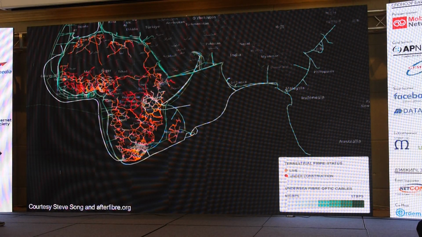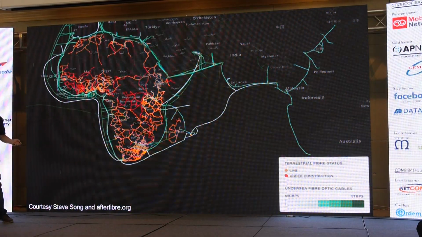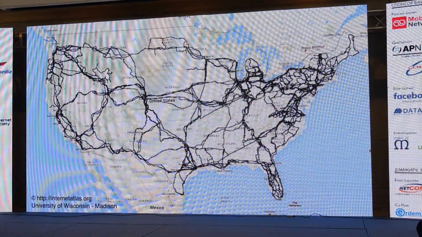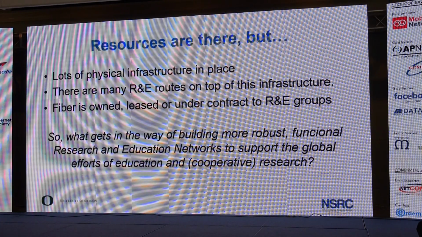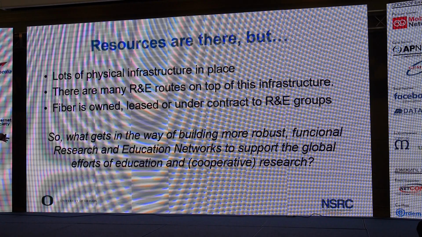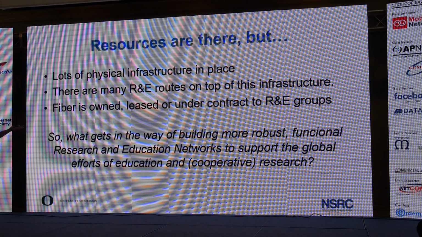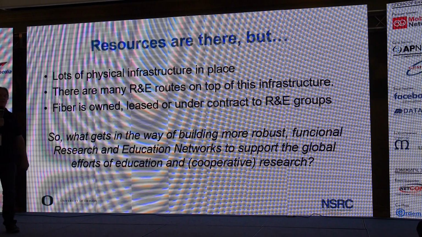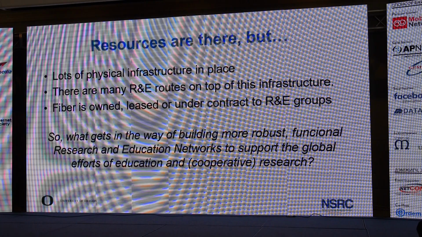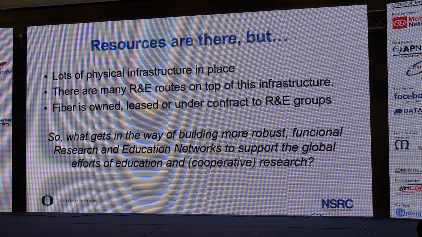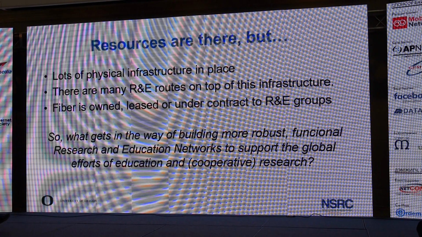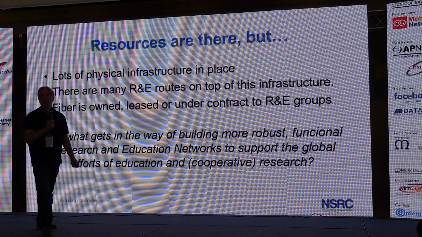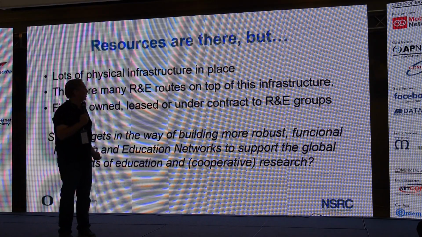This is a big change in Africa. There's a lot of terrestrial fiber now in Africa. United States, of course, lots of fiber. So the resources are there, but what keeps us from actually building these networks, right? There's a lot of routes on top of this infrastructure. The fiber is owned, leased, or under contract to various R&E groups. So what gets in the way of building a more robust, functional research and education network to help support the global efforts of education and research, particularly across countries and researchers?